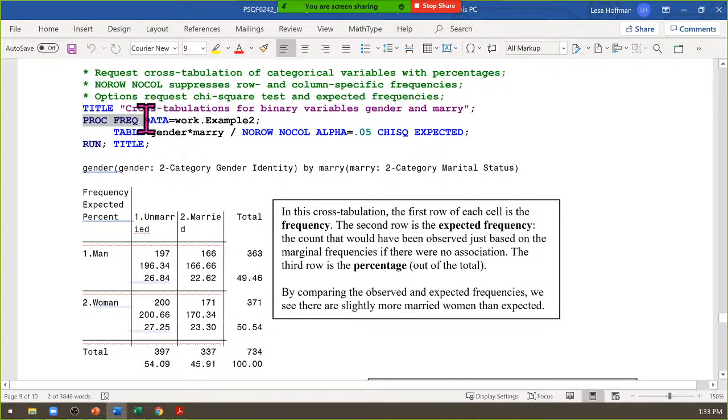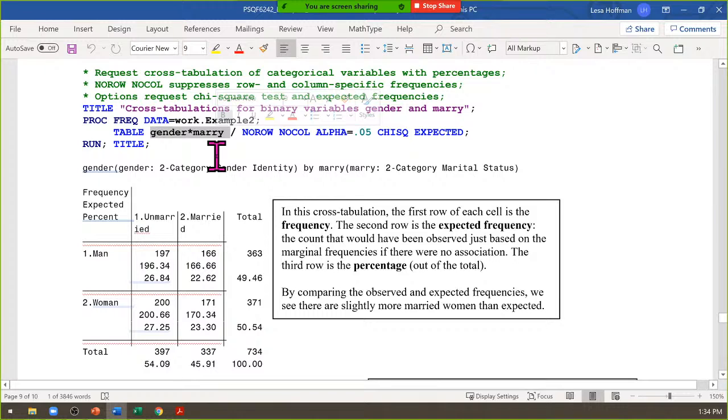So in SAS, we always have to tell it the name of our data set as the first thing. Table is where we list the variables. And here's the new thing, an asterisk. When you list more than one variable concatenated with an asterisk, what you're asking for is all possible combinations to be given to you. You can do 3 variables separated by 2 asterisks if you want to, and it would make a 3-way table. So I'm getting the contingency table for these 2 variables.